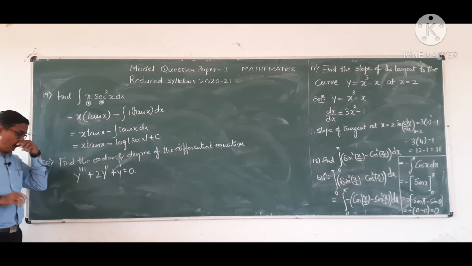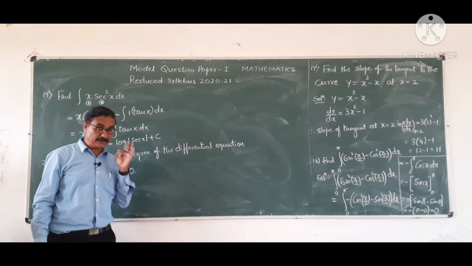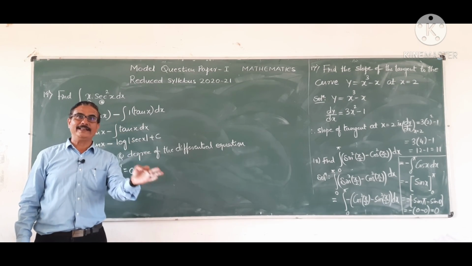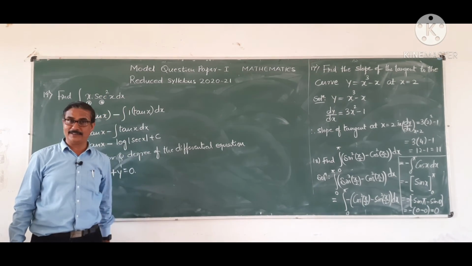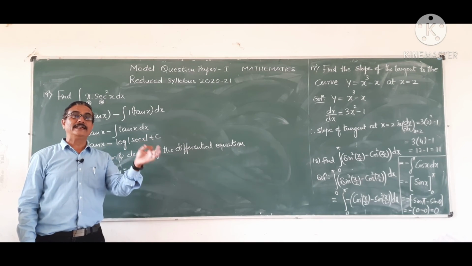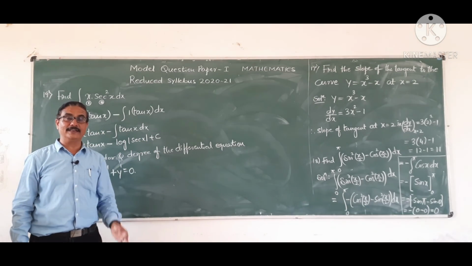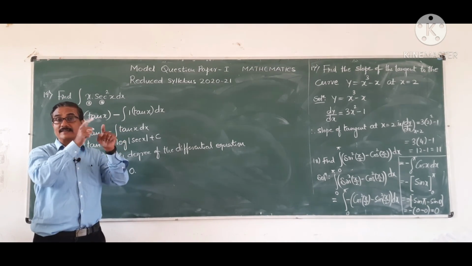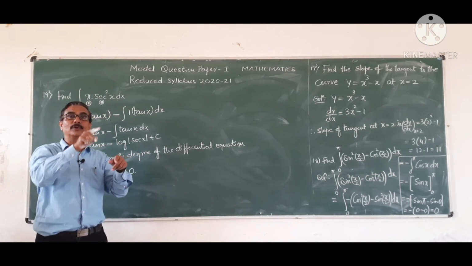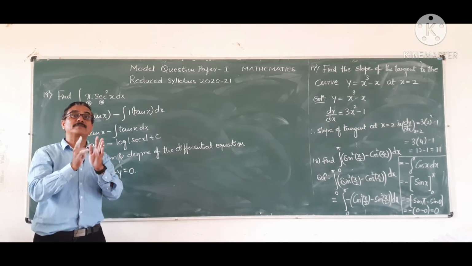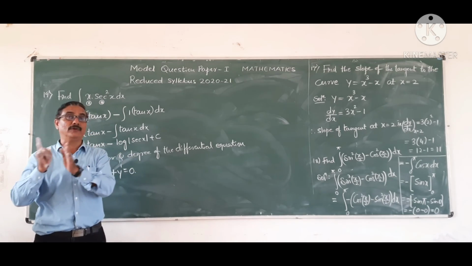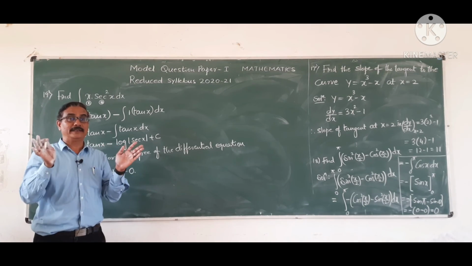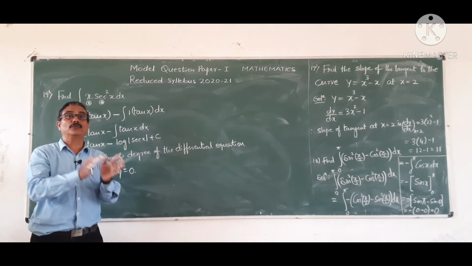The definition of order: in a differential equation, the highest ordered derivative occurring in it is called the order of the differential equation. Whereas the degree of the differential equation is the degree of the highest ordered derivative, that is, the index of the highest order derivative. And the degree must be a definite, finite number. Okay, it cannot be a fraction. Okay, it is free from radicals.